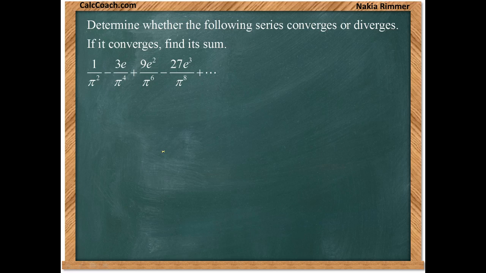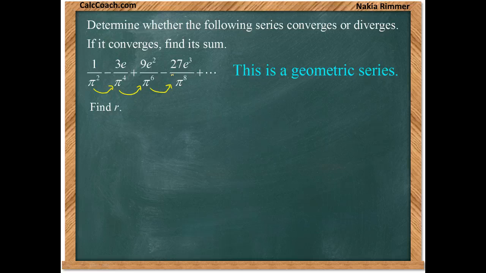So we have to figure out what's going on with this series. Does it converge or diverge? And we have to recognize it's a geometric series. Well, how do we recognize that? As you go from one term to the next, we are being multiplied by a single quantity. And that quantity is called R.